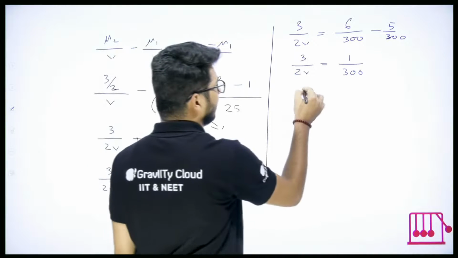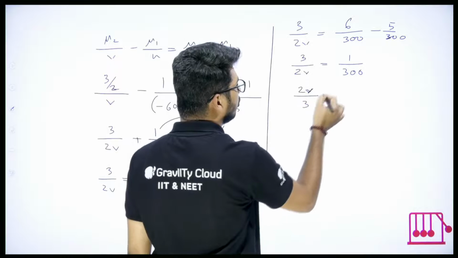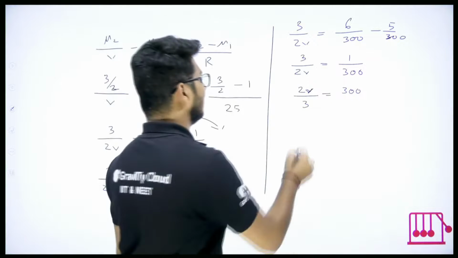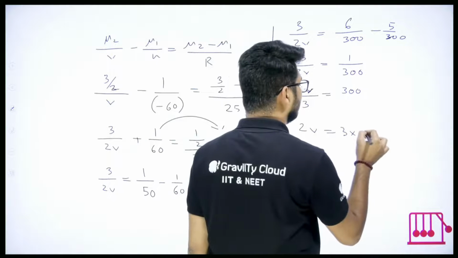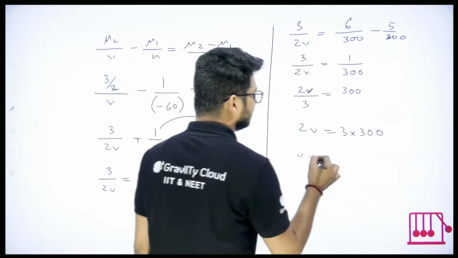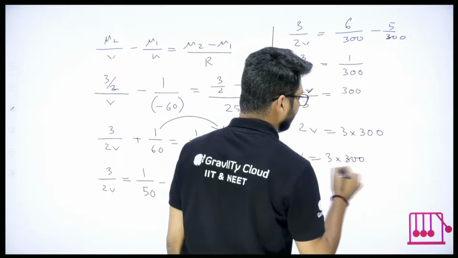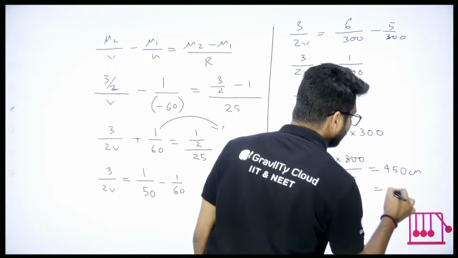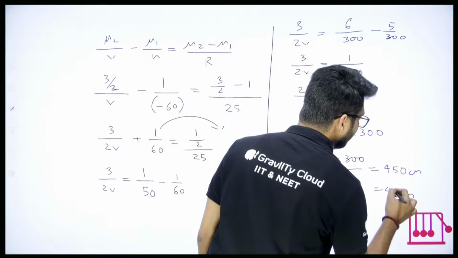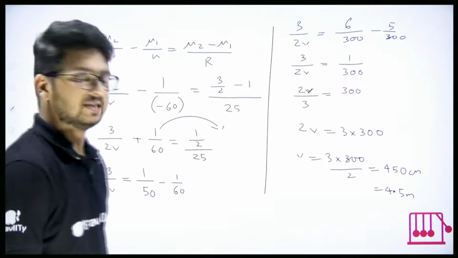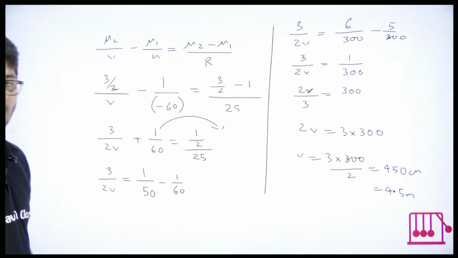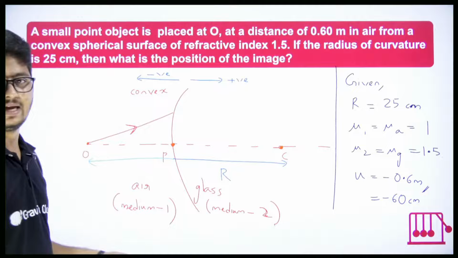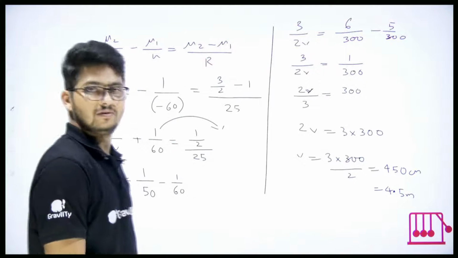Then if I want to find v, I'll again do the reciprocal, because v is in the denominator. If I do the reciprocal, 2v by 3 is equal to 300. And I'll say 2v is equal to 3 into 300. v is equal to 3 into 300 by 2. I think you'll get the answer as 450 centimeter or 4.5 meters. Simple, right? Good. Okay, so please do this problem again. Practice it again so that it will be easier for you.